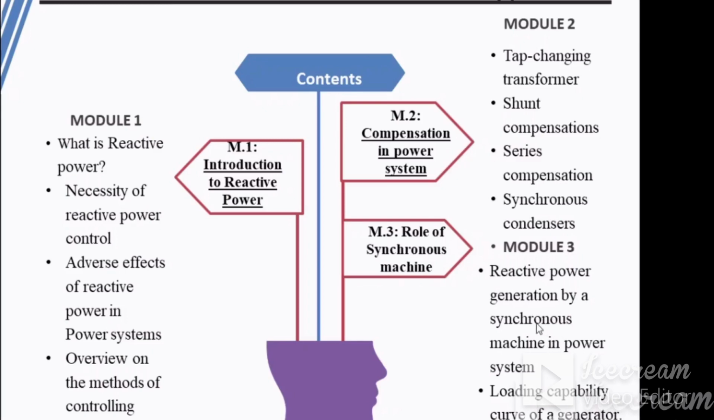Now today in the third module, we will look at the reactive power generation by a synchronous machine. Actually this part is covered in module number 2 at the end after synchronous condenser, that is variation of excitation in the synchronous alternator and thereby varying the power factor of the particular system. In the third module, the only leftover part is the loading capability curve of a generator. So let's begin.